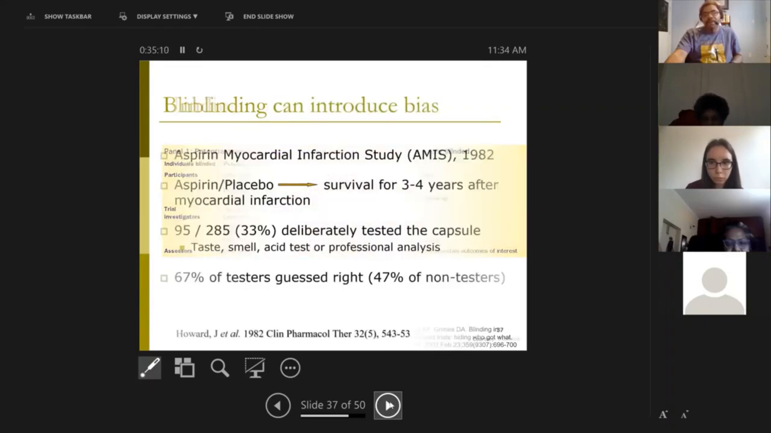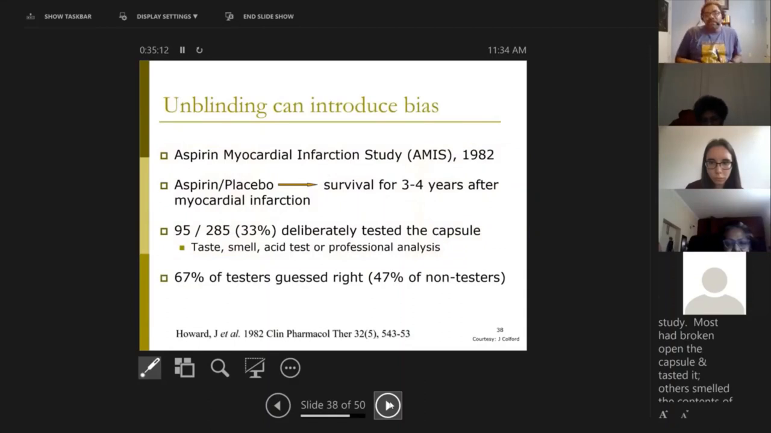I'll give you a nice example, which I already spoke about in the last class. They did this controlled clinical trial of aspirin versus placebo for heart attacks in the 1980s.